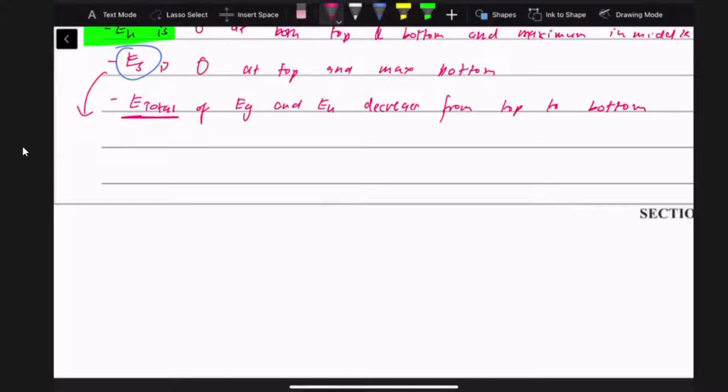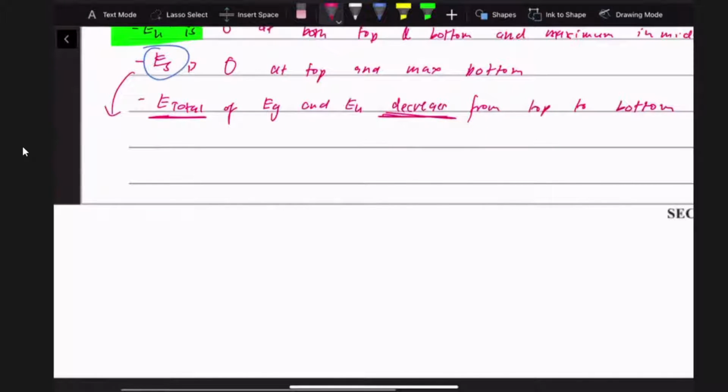maybe I should draw a mini graph. E total, we want to be a flat line. Es we know is increasing. So we want to add something to this graph that makes it a flat line. So you can see that what we want is a decreasing graph. That would be Eg and Ek. So that's why the total without Es should be decreasing.